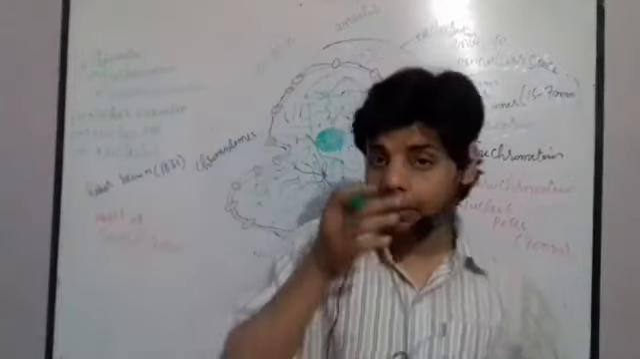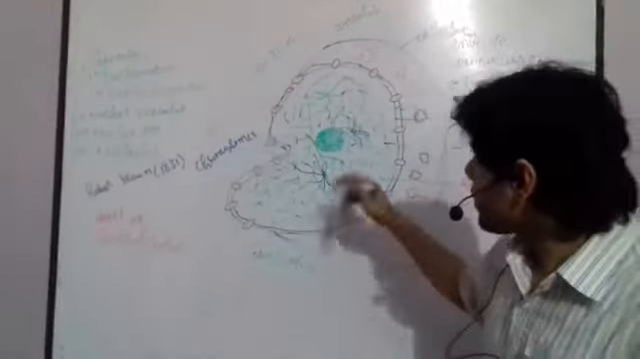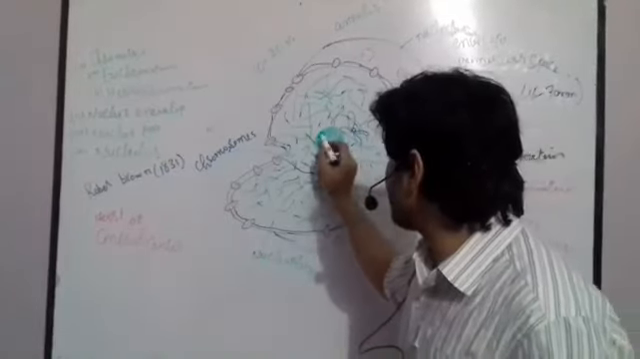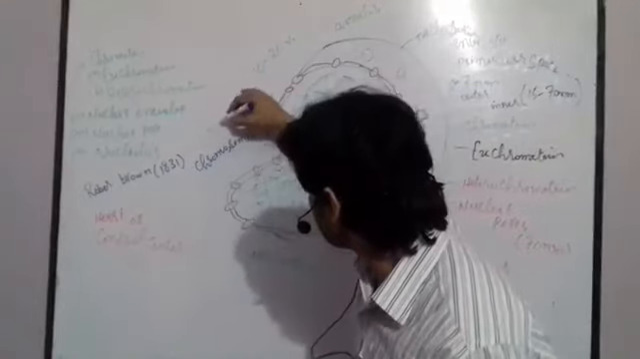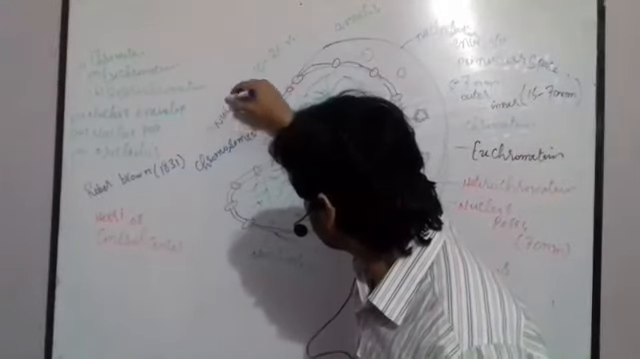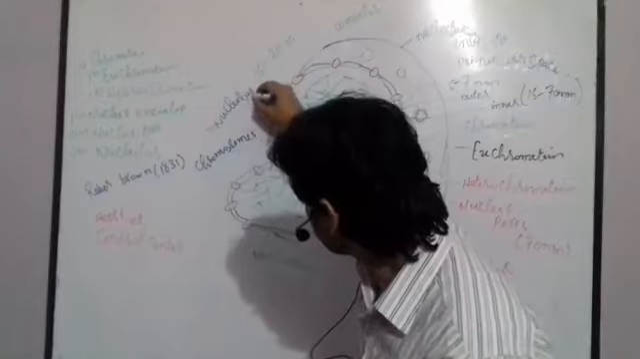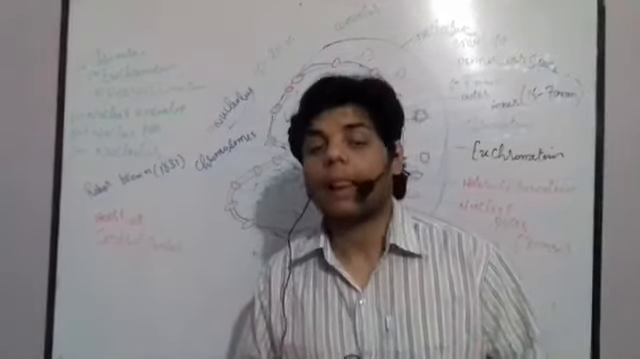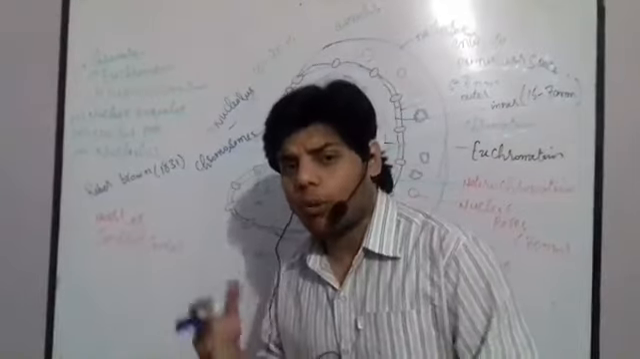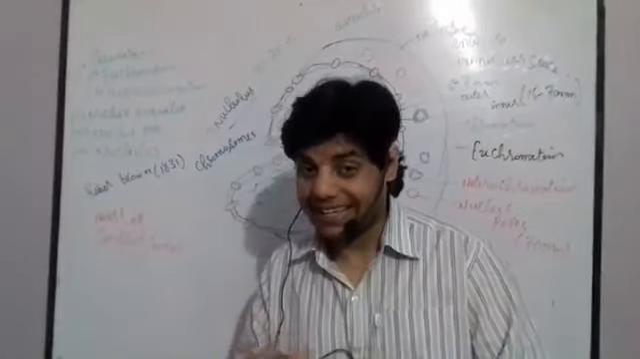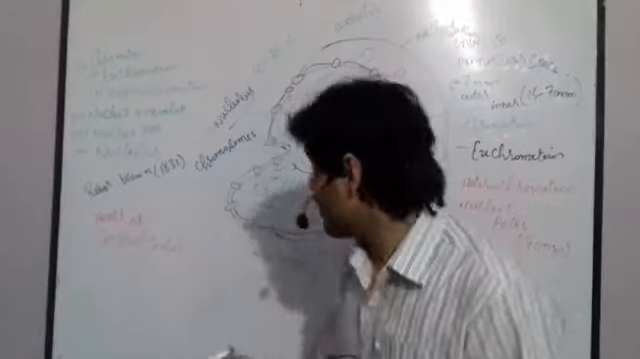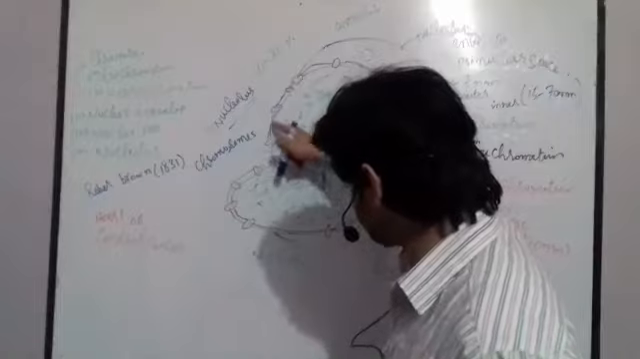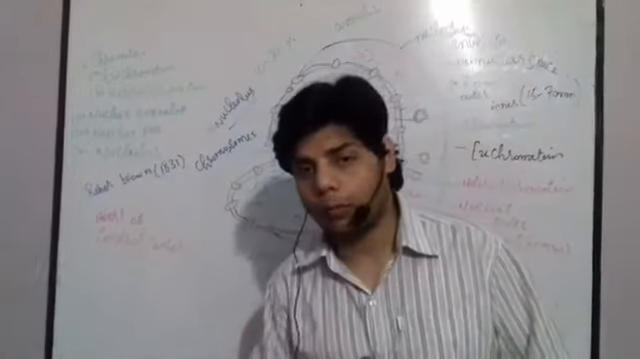Now let's talk about the nucleolus. This dark portion, as you are watching, we call the nucleolus. The nucleolus is the central part of the nucleus, and its main action is that it synthesizes the ribosomes. Once they synthesize the ribosomes, the ribosomes are released out through the nuclear pores.